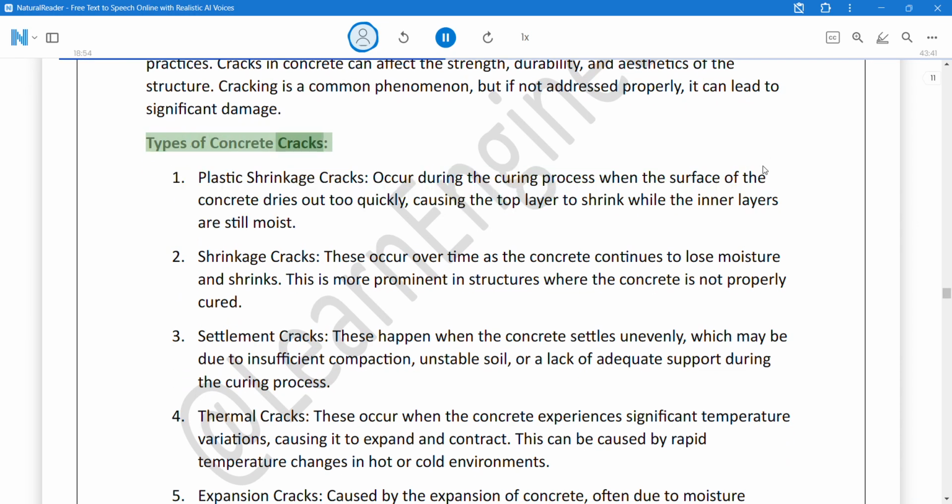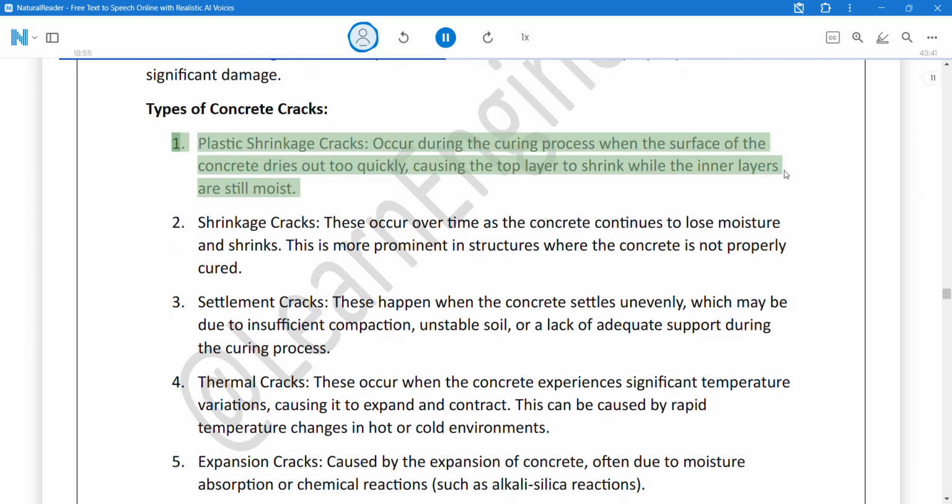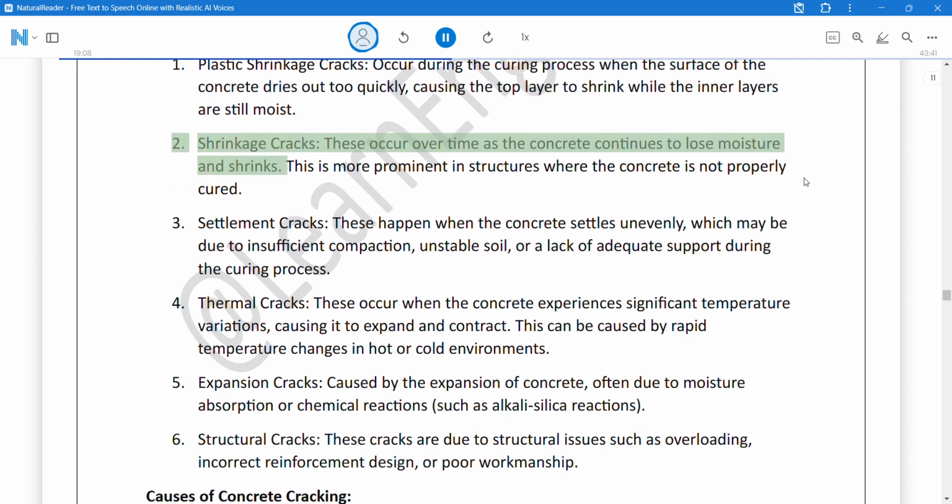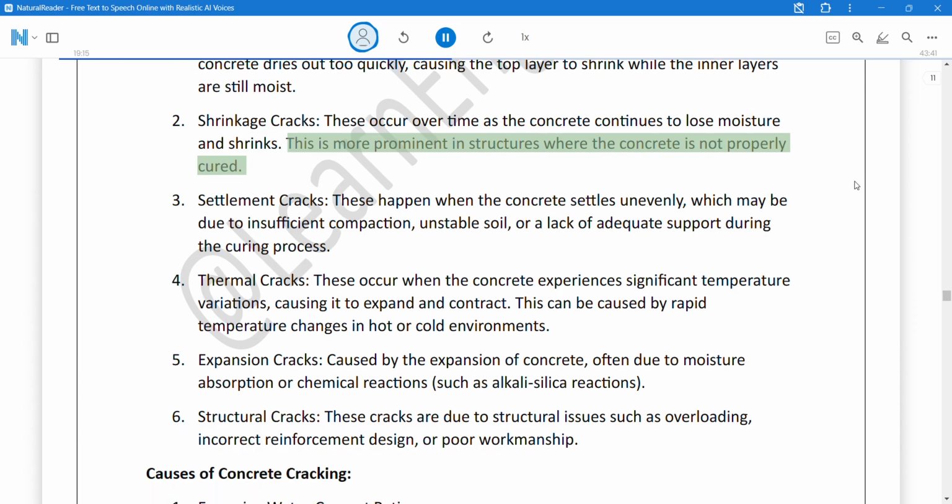Types of concrete cracks. 1. Plastic shrinkage cracks occur during the curing process when the surface of the concrete dries out too quickly, causing the top layer to shrink while the inner layers are still moist. 2. Shrinkage cracks. These occur over time as the concrete continues to lose moisture and shrinks. This is more prominent in structures where the concrete is not properly cured.